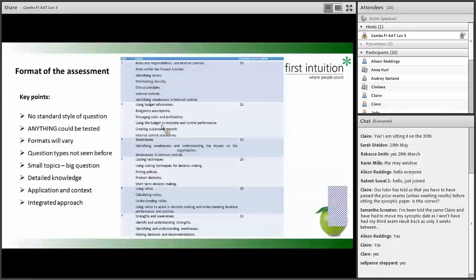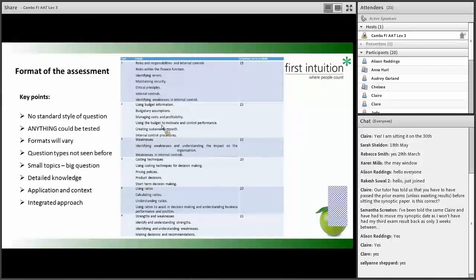It could be pricing. We could have a 20-mark question there, which is about the way in which we price our products and the impact that has on our profits, the impact it might have on decisions that are being made. So a small topic could be tested in a big way. So don't leave anything to chance, and bear in mind anything could be tested.